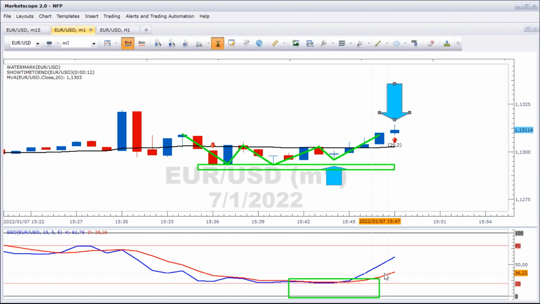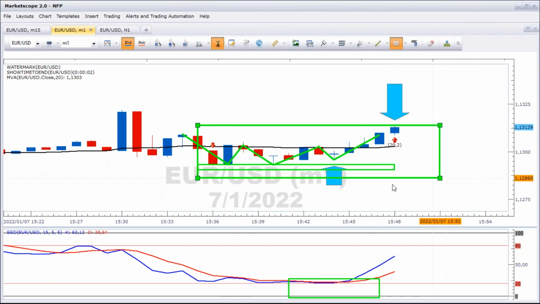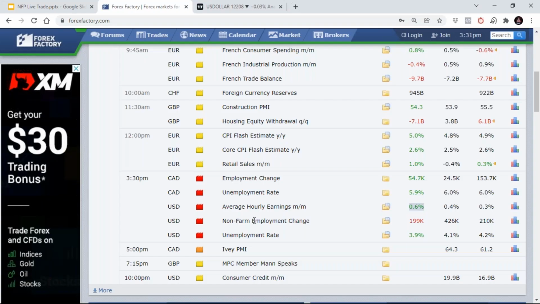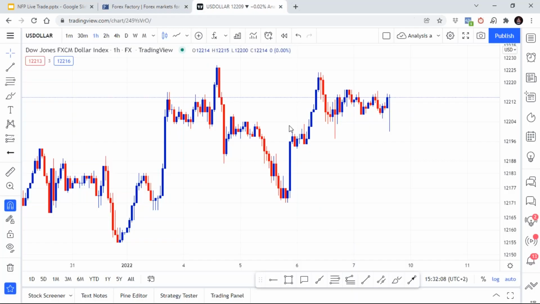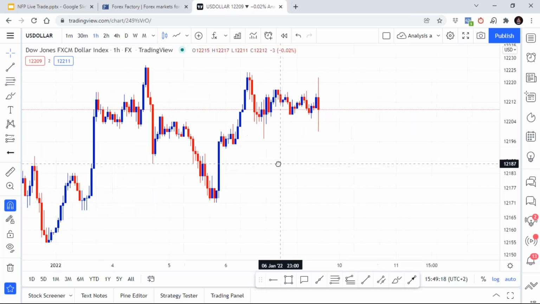I think the market is quite perturbed, is not the right word. Just a little confused here. It's been moving sideways. And I think the reason for that is that you've got a very strong average hourly earnings month on month, very poor non-farm employment change, and market participants trying to figure out what's going on.